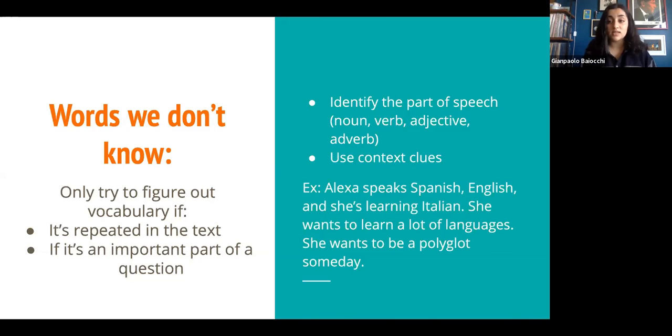This will only work for the test, and the only reason we're teaching you guys this is because we do want to prepare you for this test and explain to you how to work around words that you don't know. This is not a strategy to use outside of the test. This is just for that.